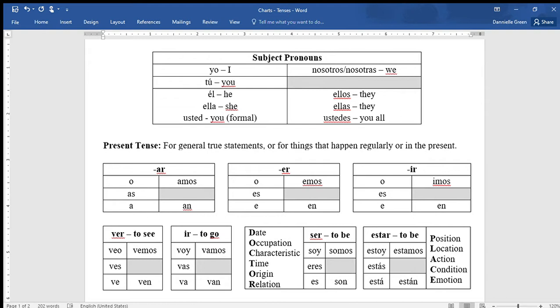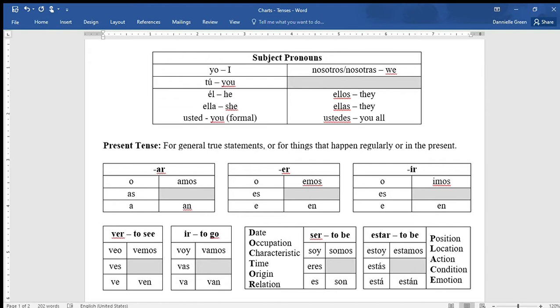Or we can also use present tense for things that are taking place right now. For example, I am happy or she is tired. We would use the present tense for those. In the present tense, as you can see, we have the regular verbs for AR, ER, and IR. We have the endings listed there.